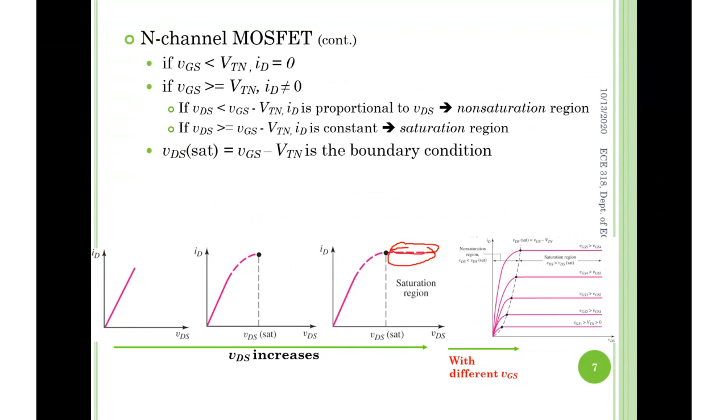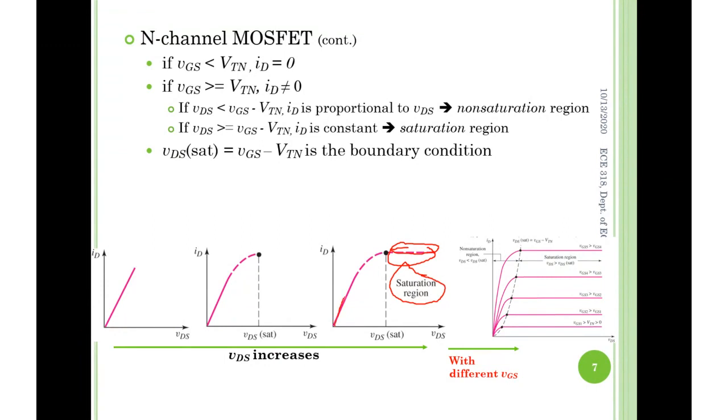We will derive this IV curve from the lab, but be very careful. The slope is not zero. It's not a flat line. The current just increases very slowly, compared to the increase of VDS. Okay. Makes perfect sense. This is called what? Saturation region. The current is saturated.